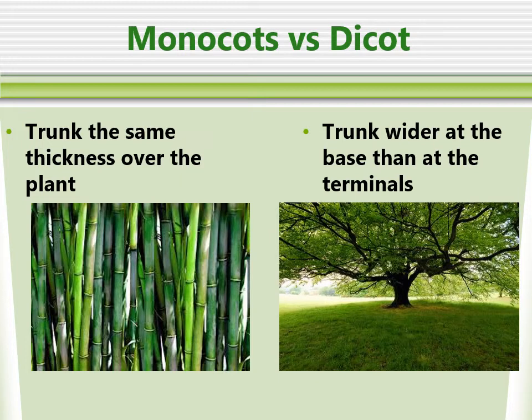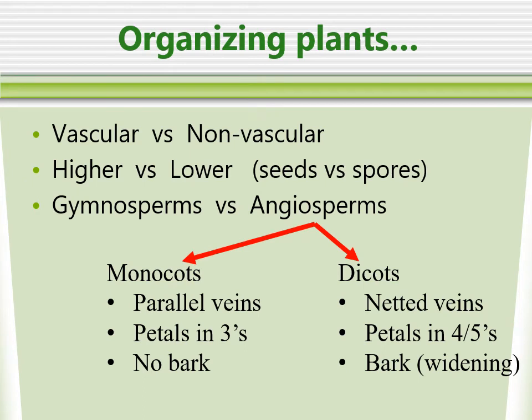Looking at the stems, there are more differences between monocots and dicots. Here on the left we have bamboo, which is a consistent thickness from top to bottom. They do get thicker as they grow, but they are basically the same thickness top to bottom, whereas dicots tend to be wider at the base and then narrow. More specifically, I would prefer to talk about bark. Monocots typically do not produce bark, whereas dicots typically do. And that's where we get this widening from, especially near the base.